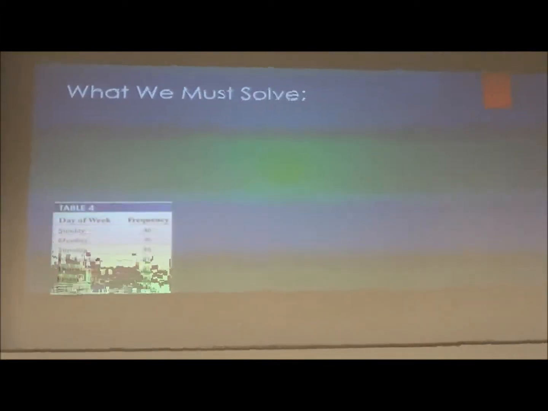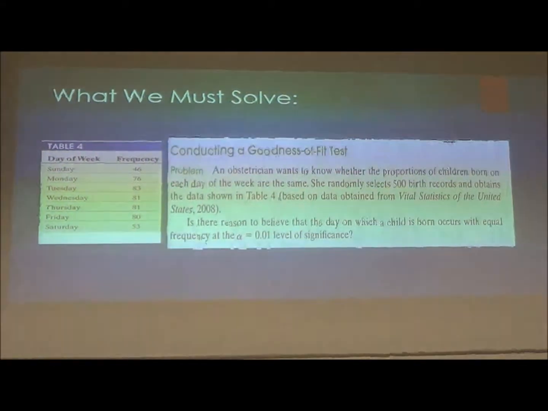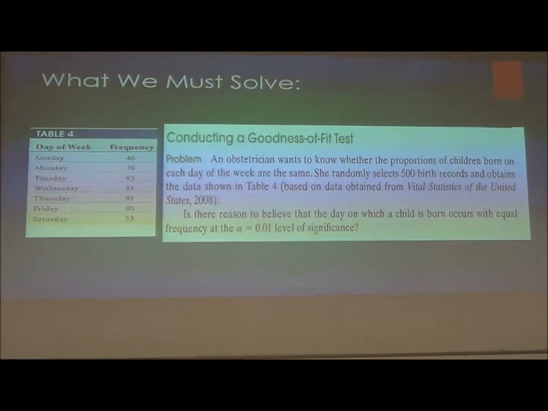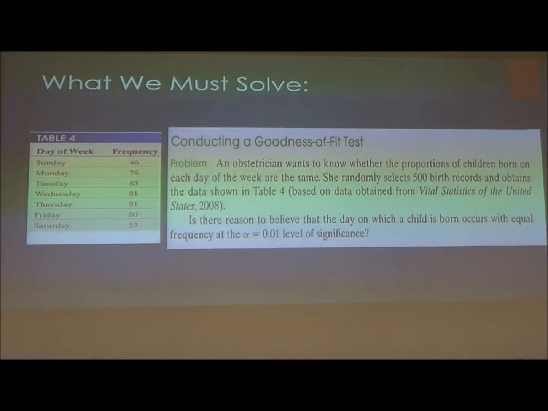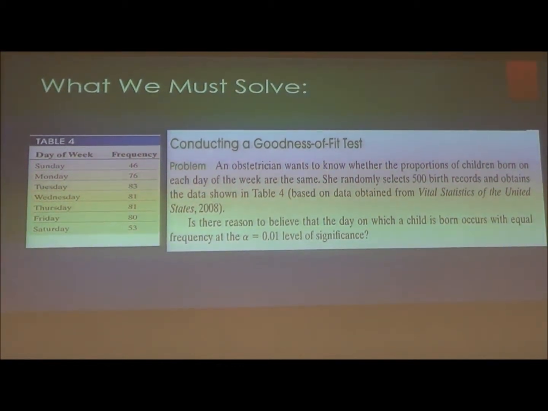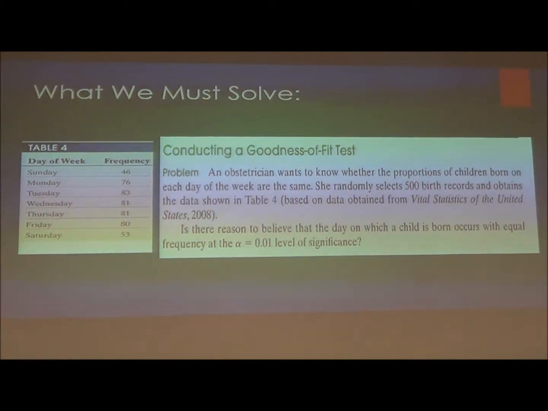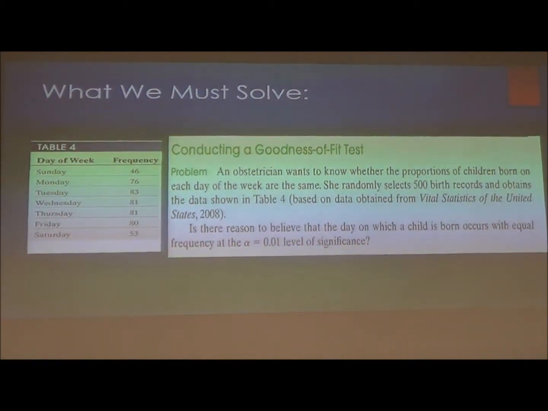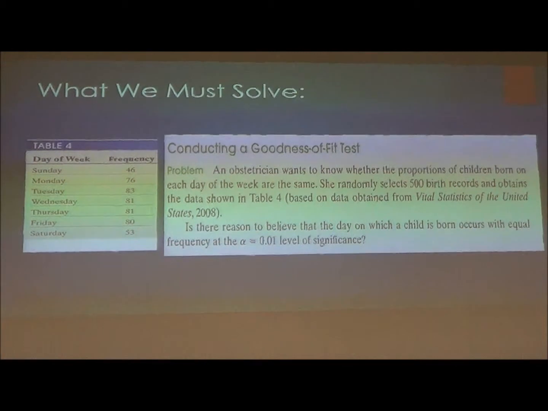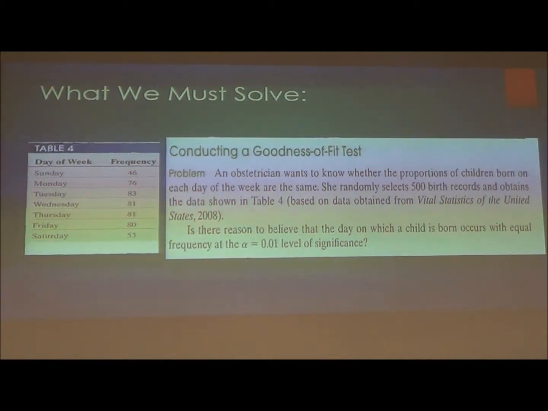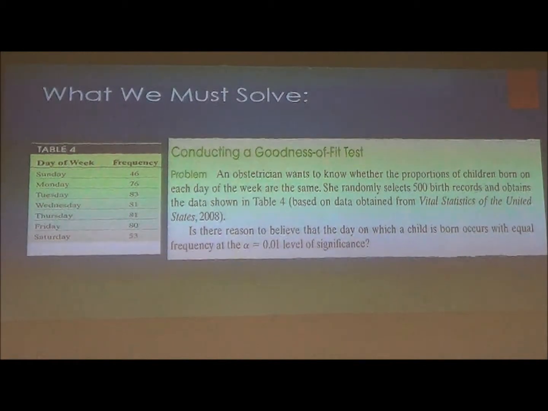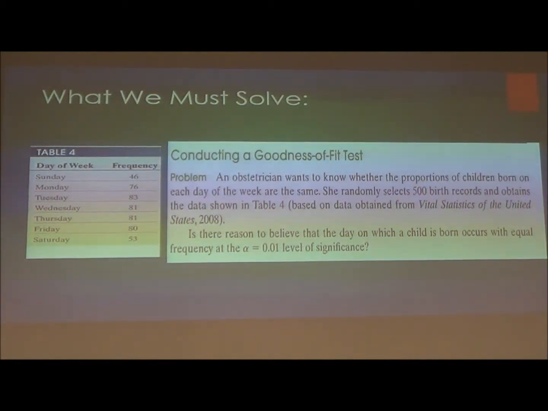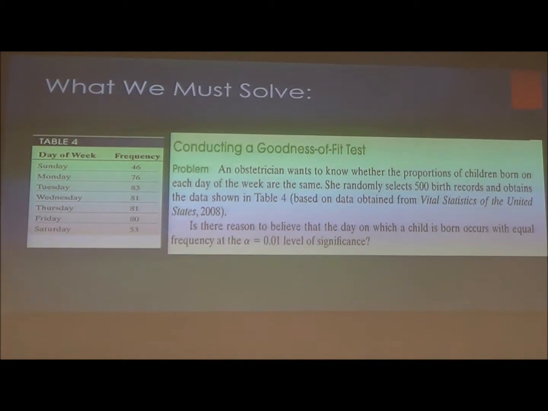What we must solve: conducting a Goodness of Fit test. An obstetrician wants to know whether the proportions of children born on each day of the week are the same. She randomly selects 500 birth records and obtains the data shown in Table 4. Is there reason to believe that the day on which a child is born occurs with equal frequency at the alpha 0.01 level of significance?